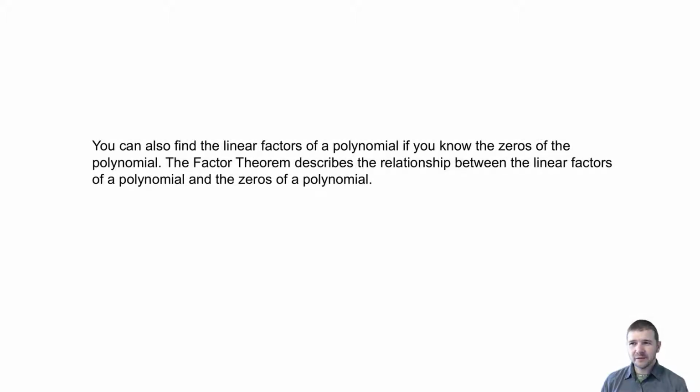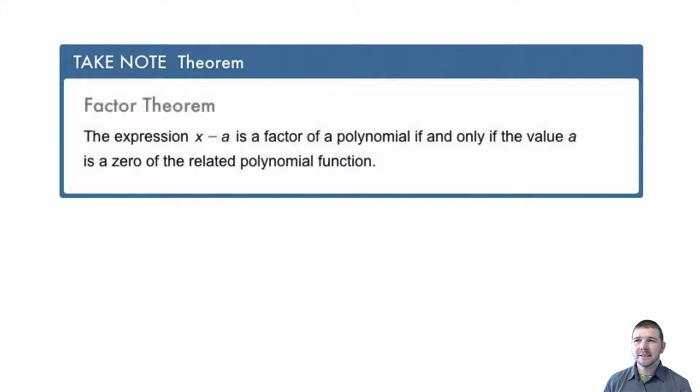You can also find the linear factors of a polynomial if you know the zeros of the polynomial. The factor theorem describes the relationship between the linear factors of a polynomial and the zeros of a polynomial. Take note. Factor theorem. The expression x minus a is a factor of a polynomial if and only if the value a is a zero of the related polynomial function.